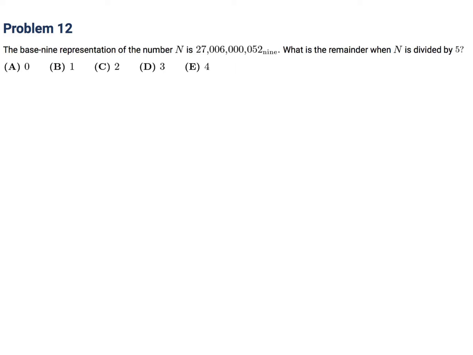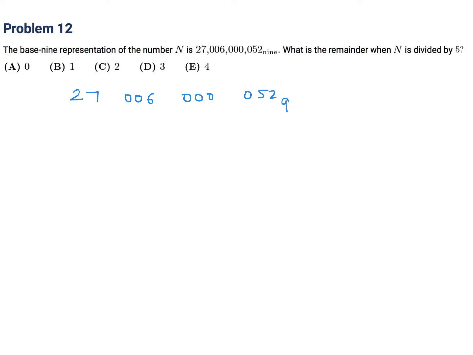The base 9 representation of the number n is 27006000052 to the base 9. What is the remainder when n is divided by 5? So, 27006000052. Okay, and this is of course base 9.